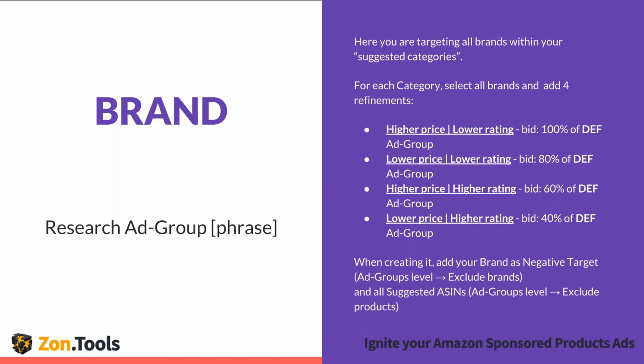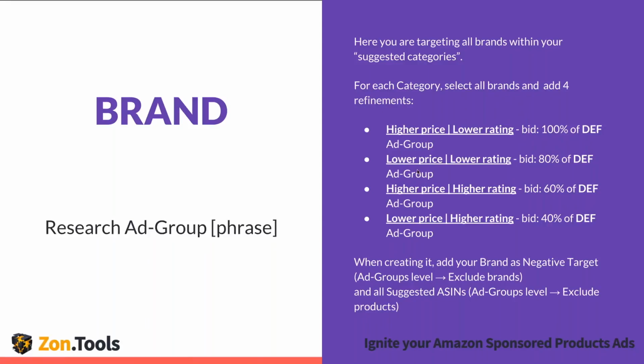So for each category, we're going to select all the brands, about 50 of them, and for each brand, we will have to create 4 different filters, or as Amazon calls them, refinements. The first refinement is that we're going to target specifically products within a brand that have a higher price point compared to the product I'm advertising and a lower star rating. Now, the chances to convert on a product that has a higher price than mine and a lower star rating than mine are very, very high. So the bid that I'm going to use on this ad group is going to be about 100%, so pretty much the same that you might have used for your defensive ad group.